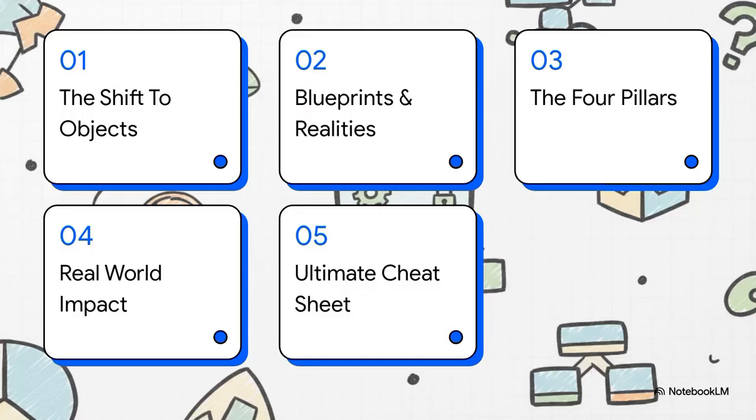Okay, let's take a quick look at our agenda. First up, we've got the shift to objects. Then, blueprints and realities. Third, the 4 pillars. Fourth, real-world impact. And we'll wrap it all up with your ultimate cheat sheet.